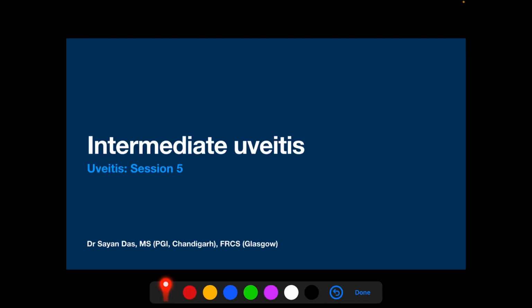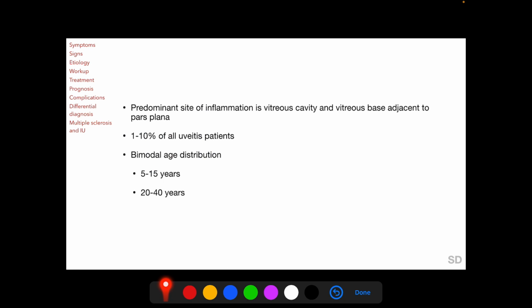Welcome. In this session we are going to discuss intermediate uveitis. In intermediate uveitis, the predominant site of intraocular inflammation is the vitreous cavity and the vitreous base adjacent to the pars plana. Intermediate uveitis contributes to 1 to 10% of all uveitis, and it has a bimodal age distribution with one peak between 5 and 15 years of age and another peak between 20 and 40 years of age.